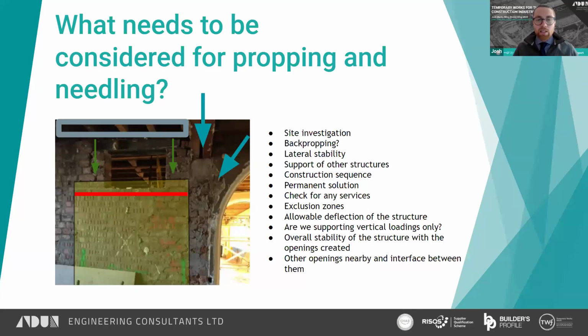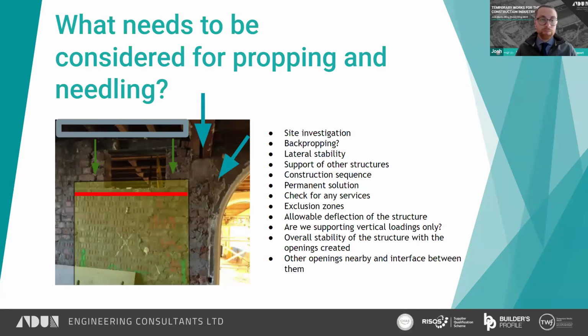Lateral stability and support of other structures. So we've got an arch here. And will that be supported by the needling, or is the wall acting as a shear wall to provide stability to the whole structure? Construction sequence and how the new beam is installed. So what's the permitted working space? Is there a specific construction sequence required due to particular site constraints?